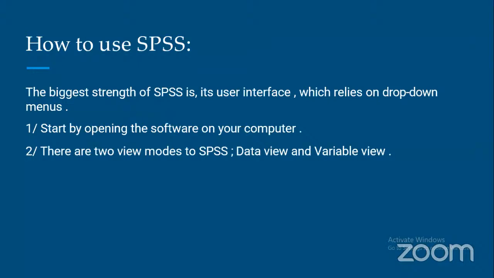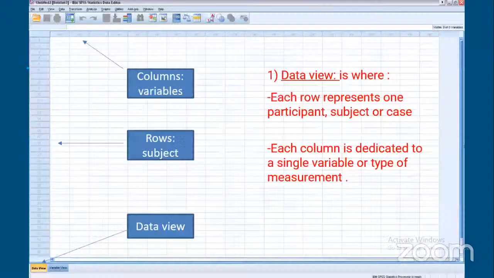Now, let's see how to use the SPSS. First of all, we have to know that the biggest strength of the SPSS is its user interface, which relies on drop-down menus. So we'll start by opening the software in the computer. After opening the software, we'll find two views. One is the data view and the other is the variable view.